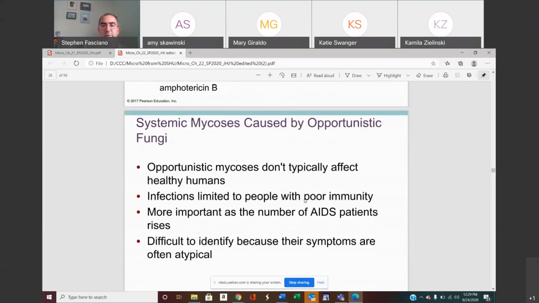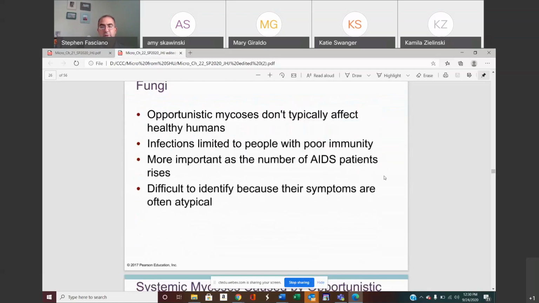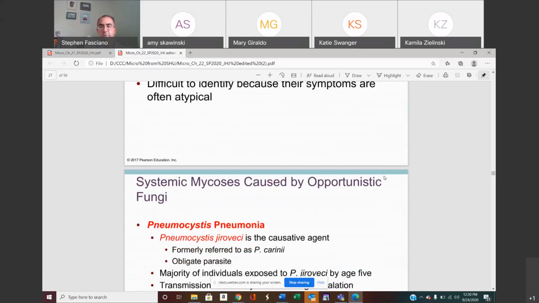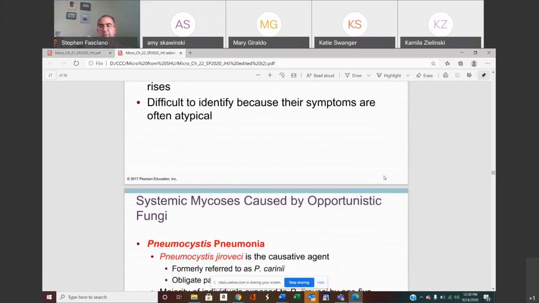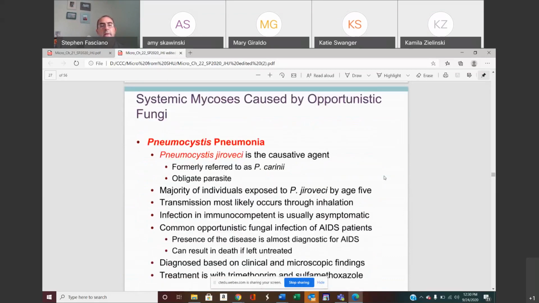The rest of this chapter are mycoses, infections that are caused by opportunistic fungi, which means they typically don't affect healthy people, but they are limited to people with poor immune systems, which has become more important as the number of people with AIDS around the world rises, because obviously AIDS devastates your immune system. They're difficult to identify because their symptoms are so atypical, meaning that 2 people could get the same infection and have completely different symptoms because they're opportunistic. They're just going for a weak area of your body.